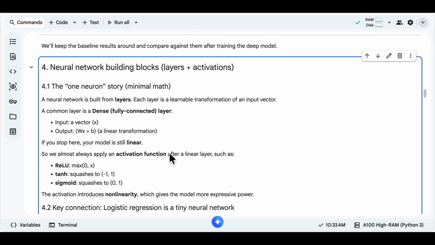Now we move into the conceptual core of neural networks. A layer is a learnable transformation from one vector space to another. A dense layer takes an input vector, multiplies it by weights, adds a bias term, and produces a new vector. But if we only stack linear layers, the whole network is still just one big linear transformation. That is why we need an activation function. An activation introduces non-linearity, which lets the model learn richer patterns.